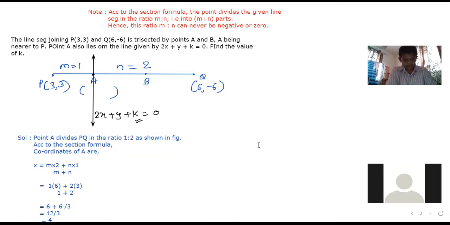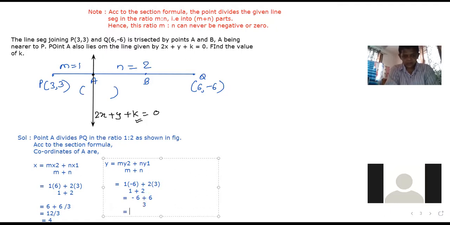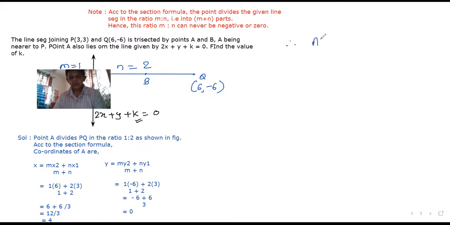And similarly, find out y: my2 plus ny1 upon m plus n. One into minus 6 plus 2 into 3 upon 1 plus 2. So minus 6 plus 6 upon 3 is 0. Y comes out to be 0. So our point A is what? 4,0. Yes or no? Therefore, A of x comma y is equal to 4,0.